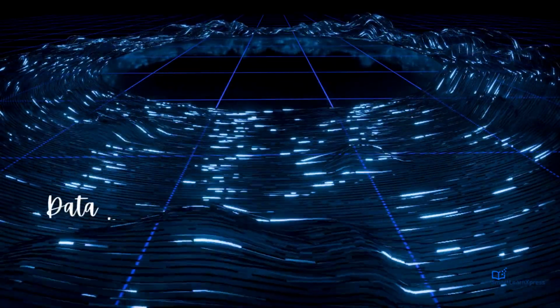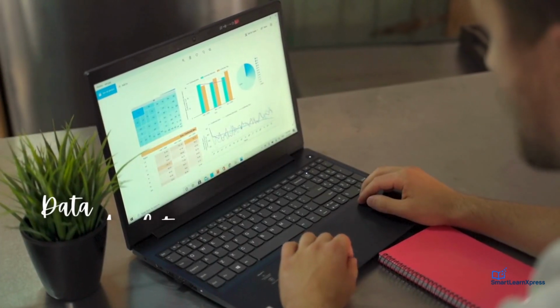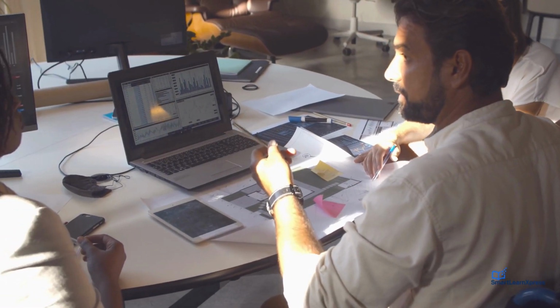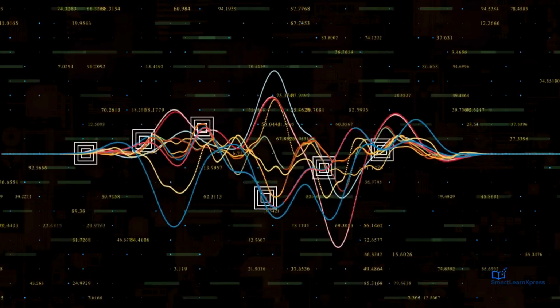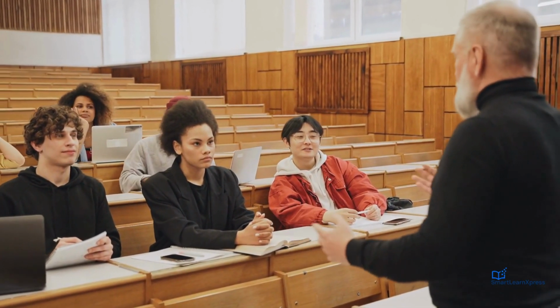So the difference is clear. Data mining is about discovering what you didn't know, hidden patterns inside the data. Data analytics is about understanding what those discoveries mean and deciding how to use them. Together, these two fields work hand in hand to help businesses grow, innovate, and stay ahead. Now you know the key difference between data mining and data analytics.